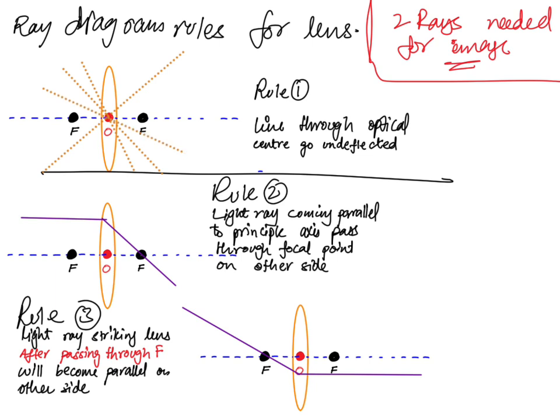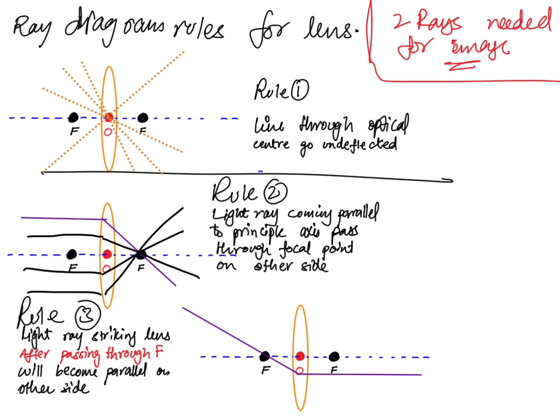Got it? Any light ray coming parallel to the principal axis will pass through the focal point. Right? Coming parallel to the principal axis, it will pass through the focal point.